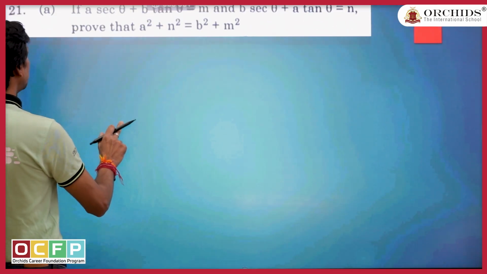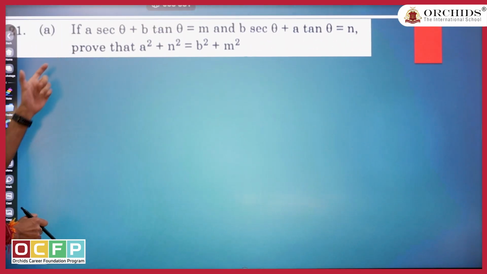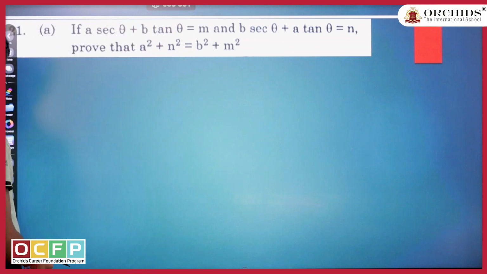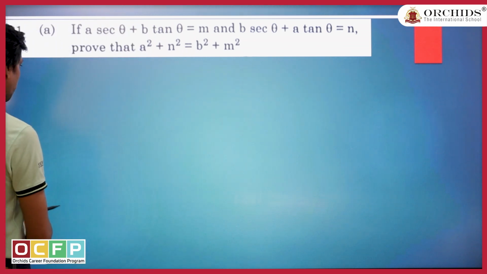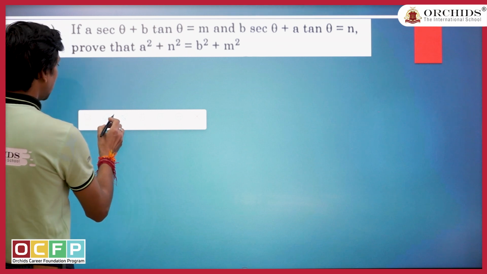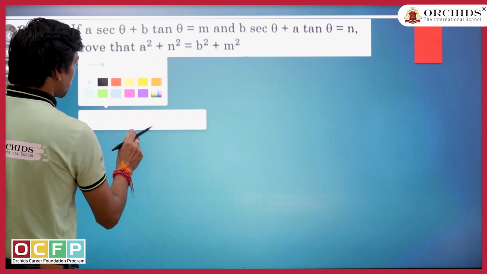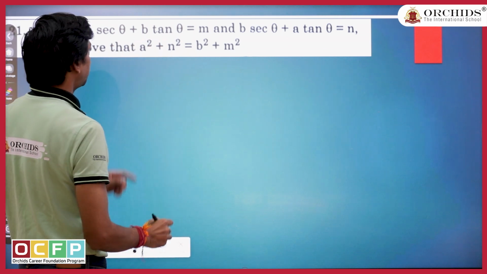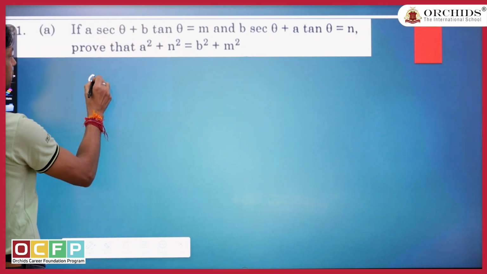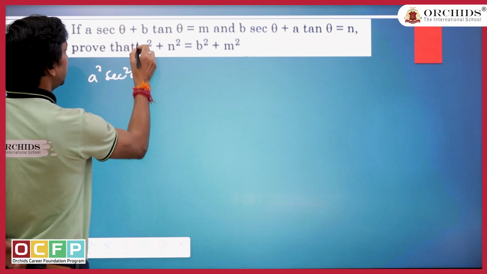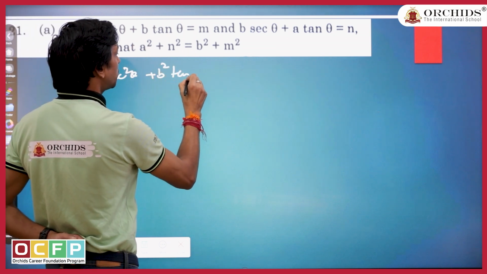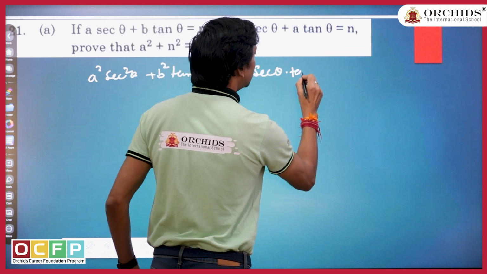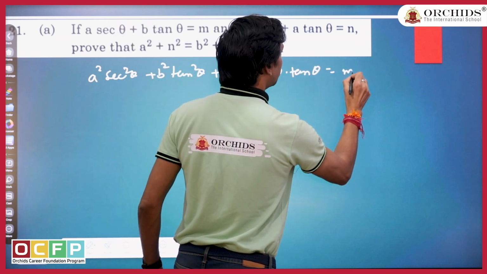So in this, the first question in this paper is that for these given equations, we have to prove that a square plus n square equals b square plus m square. For that, we can see that as we need the squares in our answer, we have to do the squaring in our expressions. If you do the squaring on both sides, what will you get? A square secant square theta plus b square tan square theta plus 2ab secant theta into tan theta, which is equal to m square from the first equation.